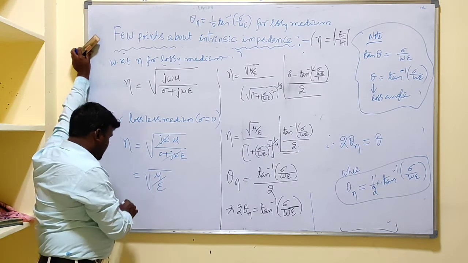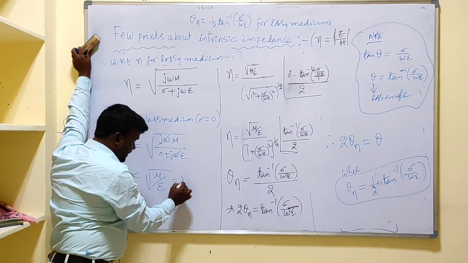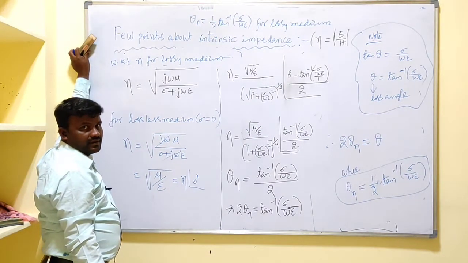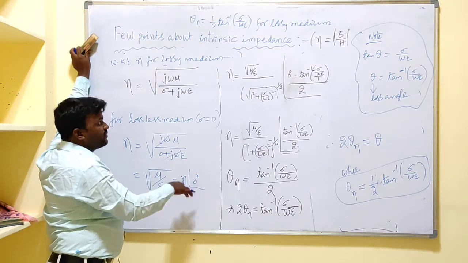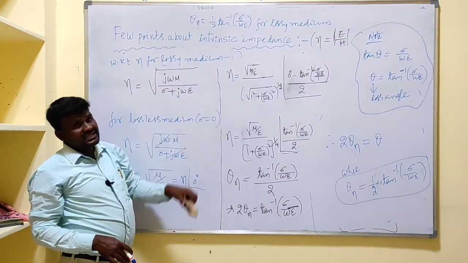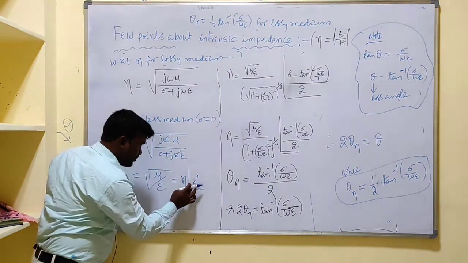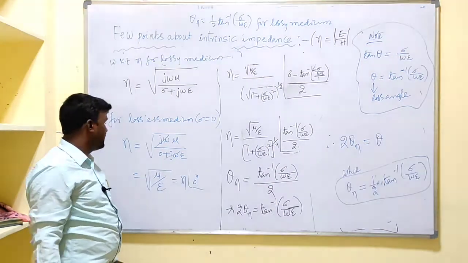So that means this can be written as eta at an angle of 0 degrees. That means in case of the lossless medium, E and H both are in phase. There is no phase angle difference between E and H.